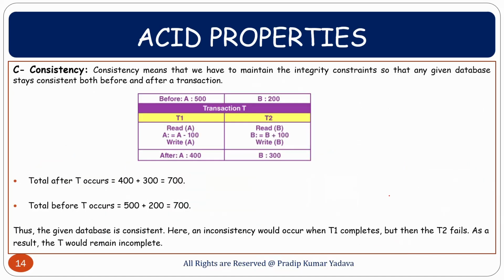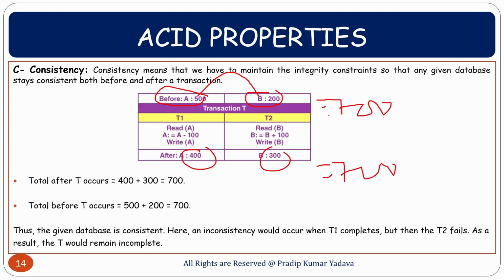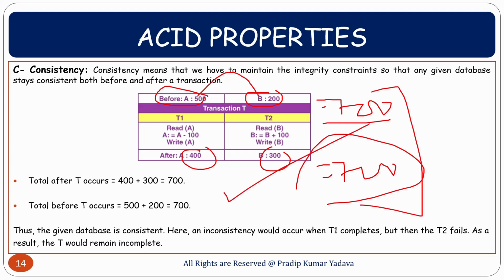Now talking about consistency. Consistency means that we have to maintain the integrity constraint so that any given database stays consistent both before and after the transaction. So just see here the simple example. Before, A has 500. We are adding, that will be 700, and after the transaction 400 plus 300 equals 700. So before the transaction that is 700, and after the transaction this is also 700. This is an example of consistency.